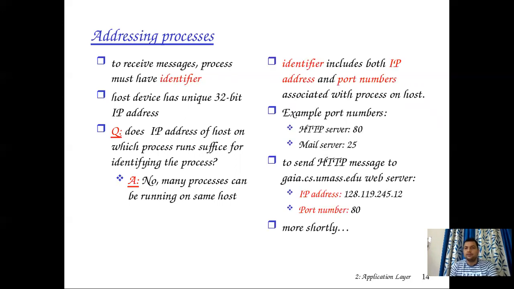What is that more information? That more information is the port number. You require one identifier along with each process, and that we call the port number. So a port number is nothing but an identifier associated with each application. If I'm using an HTTP-based application, then the port number is 80. If I am using a mail application, then the port number is 25.